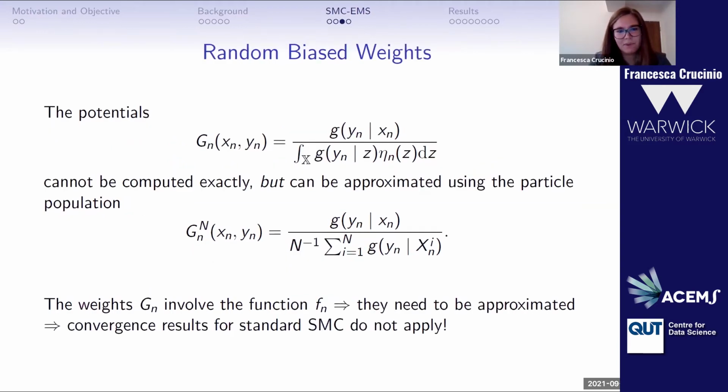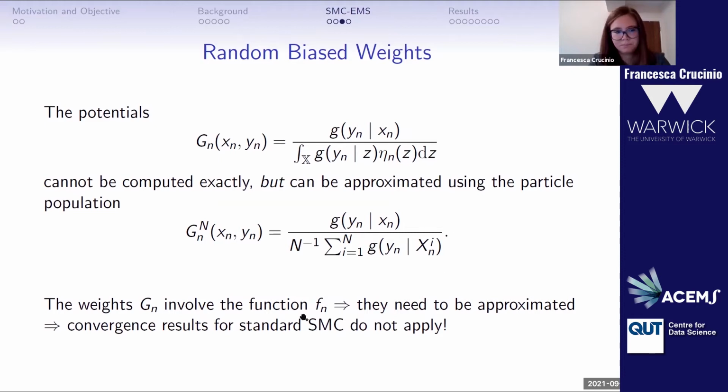Luckily, we can approximate them, because if we couldn't, then we would be a bit stuck and couldn't do much more. So what we can do is to approximate this denominator over here with the particle approximation, which basically involves approximating eta n with the samples given by our particle system and approximating the integral with the average.